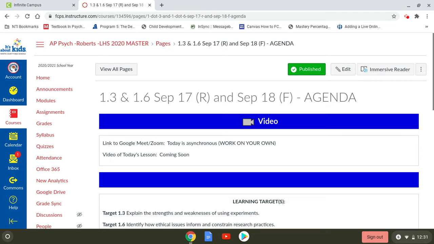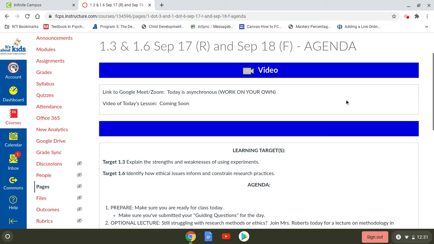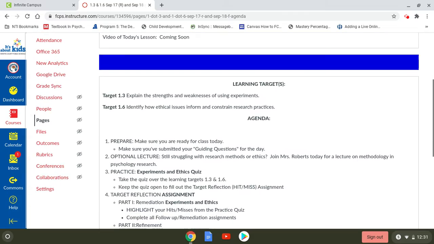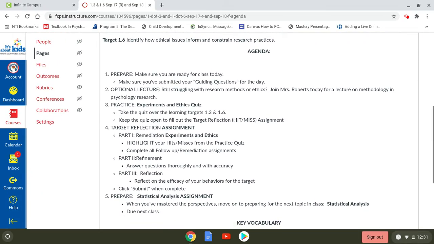All right, guys, today we're going to be looking at our agenda, which is going to be letting you know that today we are working on our own. It's an asynchronous lesson. I wanted to make the point just to show you all a few things in the agenda. So, first of all, there is an optional lecture. If you continue to watch the rest of this video, that's where the lecture will be.